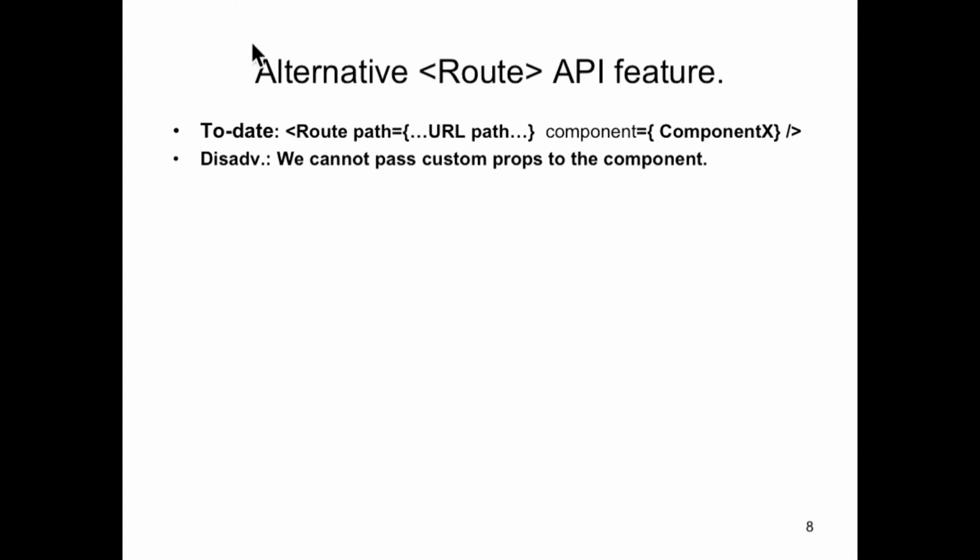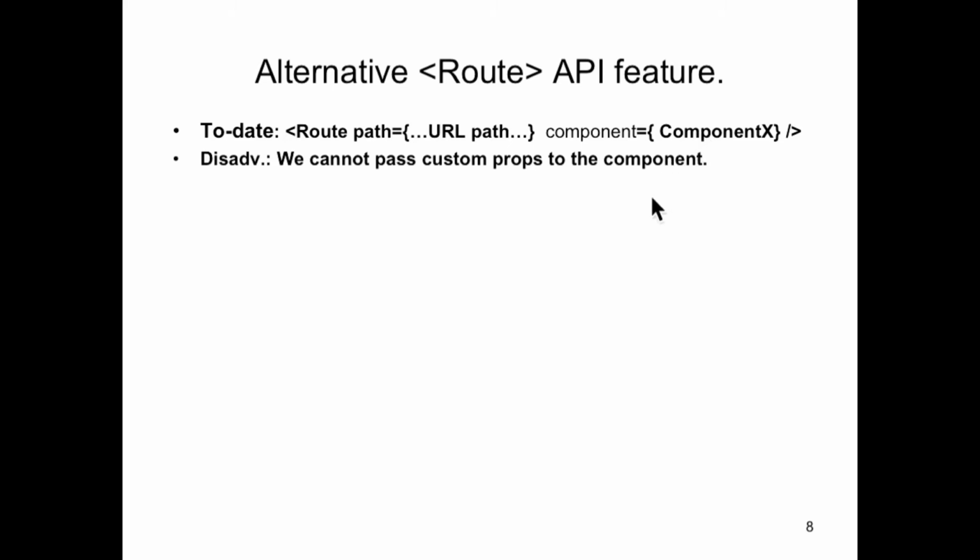Now, alternative route API. So this route component provided by the React router, this is the way we've used it so far. So it takes two props, a path prop and a component prop. Now the problem with this way of using the route component is there's no way that I can actually pass some custom props to this component if I wanted to.